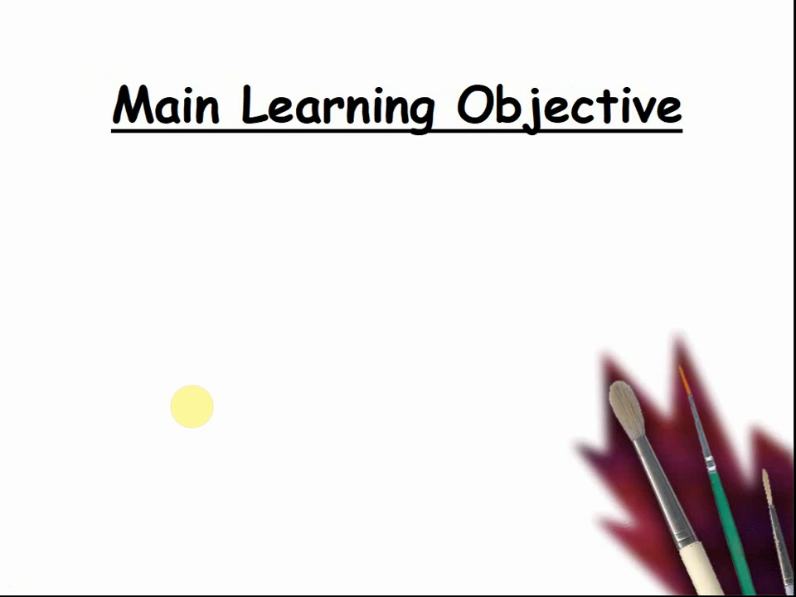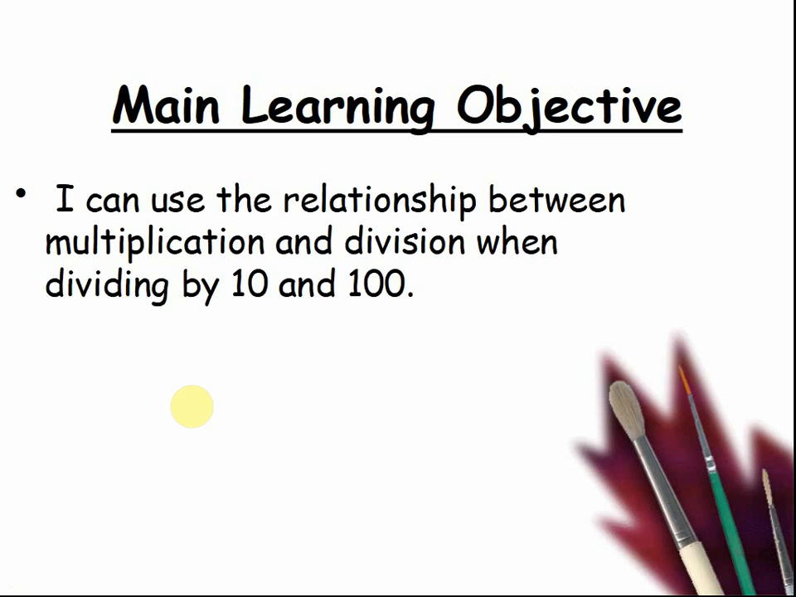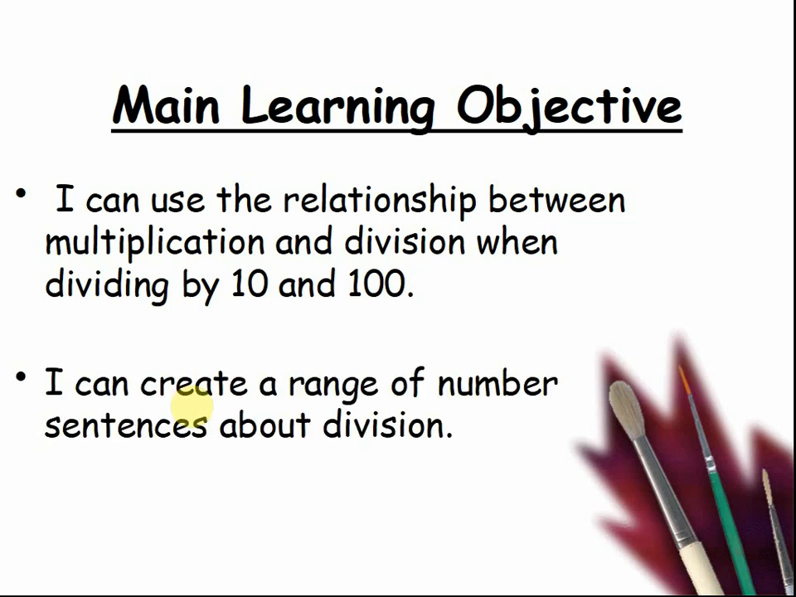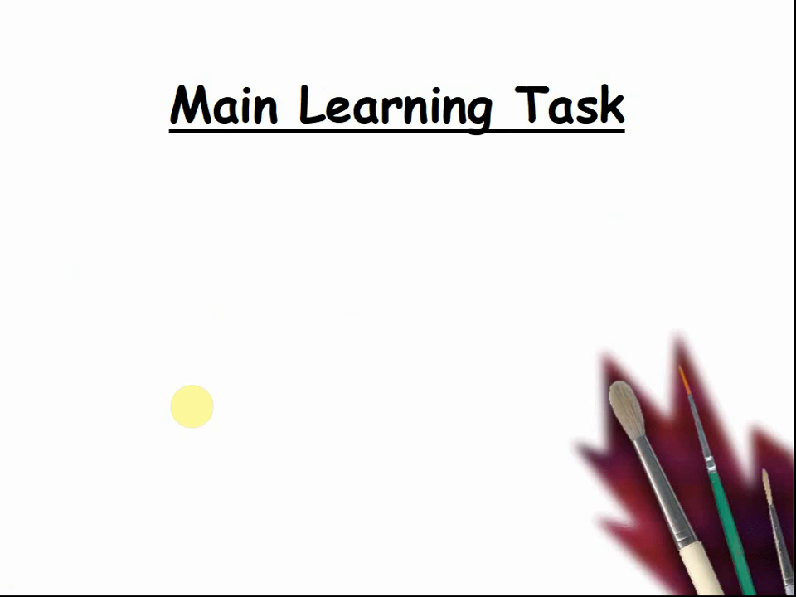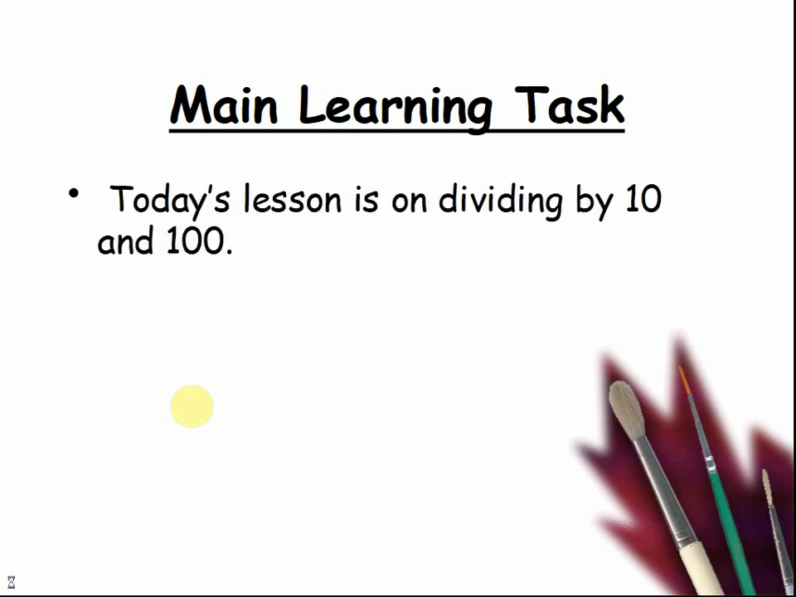Main learning objective. I can use the relationship between multiplication and division when dividing by 10 and 100. I can create a number of sentences about division. Key idea. To mentally divide by 10 or 100, you have to move the digits 1 or 2 places to the right.